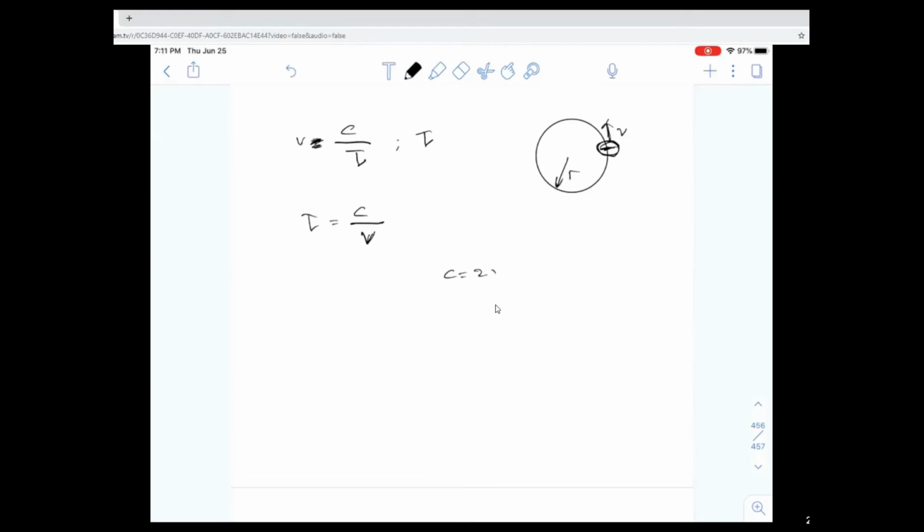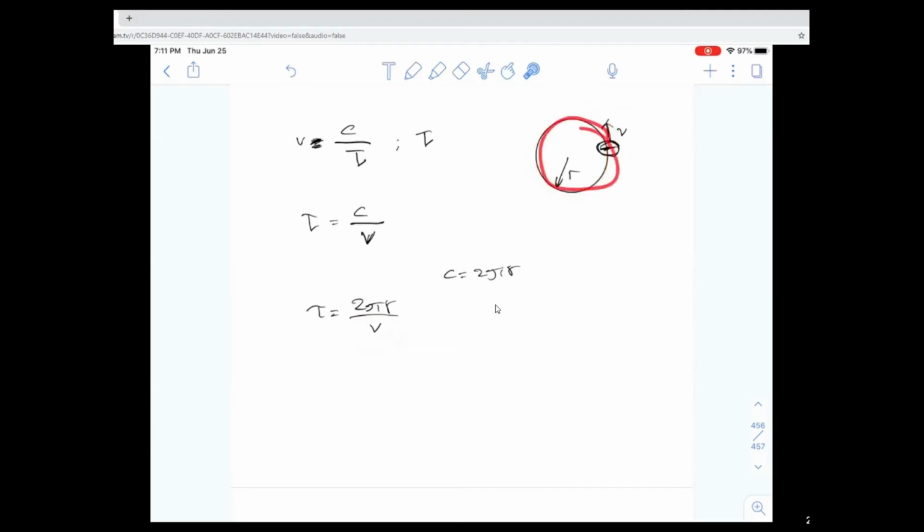So C is going to be 2 pi r. The only thing we have to do now is figure out what V is. V is right here. How do you figure out V? Well, once again, it's always the same trick. It's circular motion. If it's circular motion, can you figure out V? Yeah, it's a piece of cake.